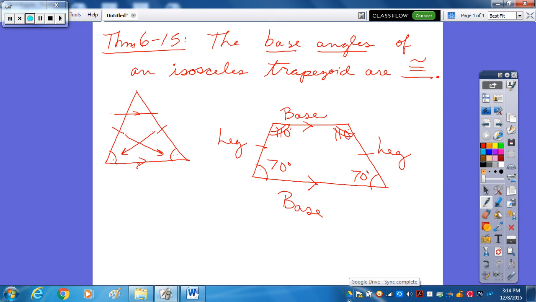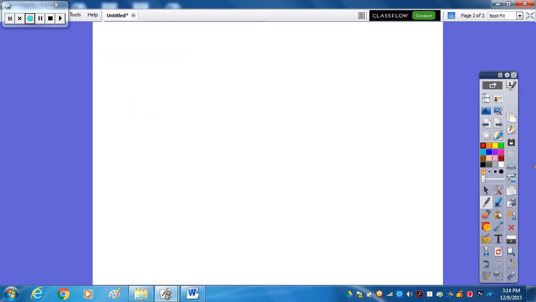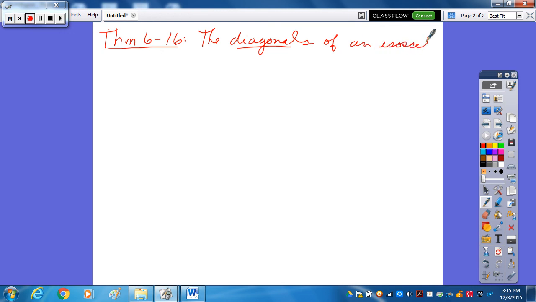Now, Theorem 616 looks like this. The diagonals of an isosceles trapezoid are what?